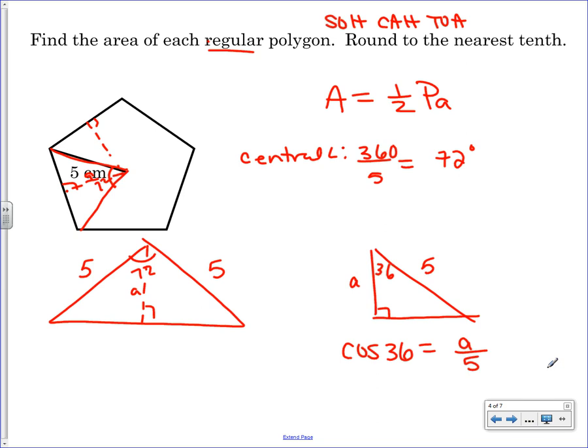Okay, obviously we need a calculator now, especially if you have a graphing one. Make sure you're in degrees, because this is degrees. Most of your scientific should be fine though. So we're going to multiply both sides by 5. So you're going to take 5 times cosine of 36 and tell me what you get for A.